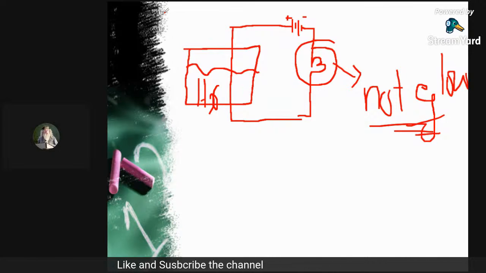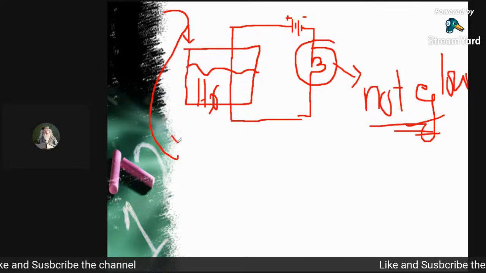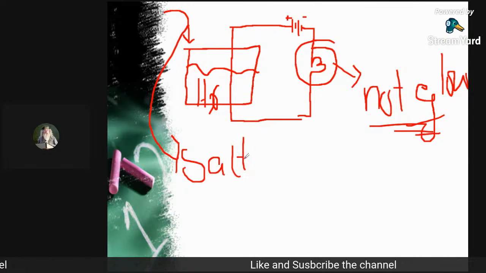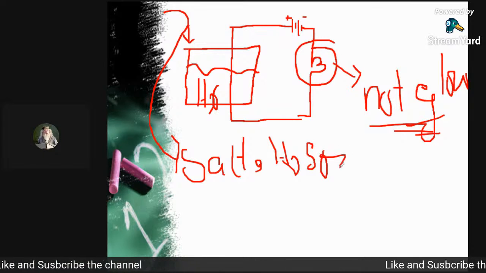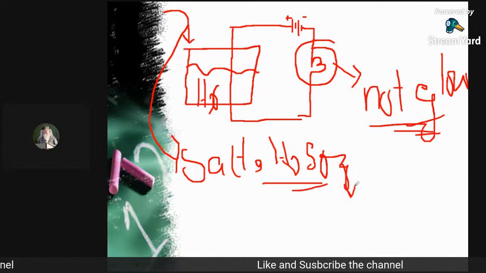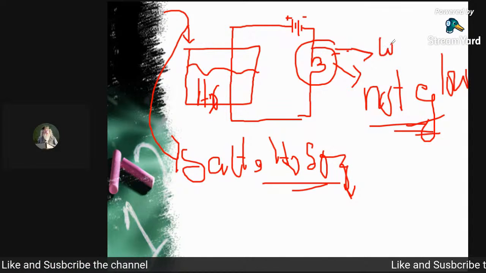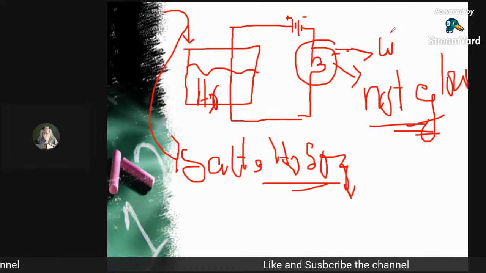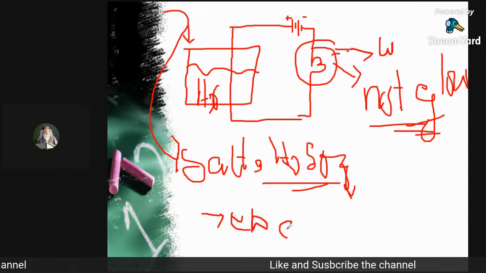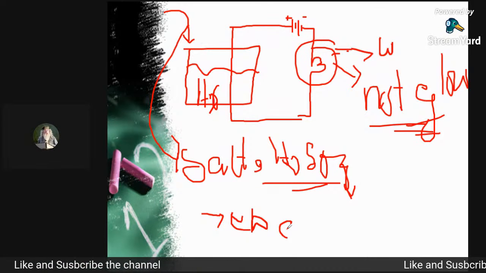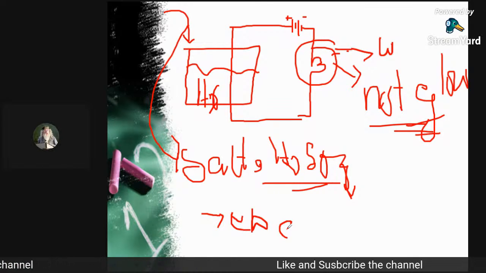But if we add here some amount of salt or H2SO4, or any other acid, then this bulb will glow. So the acid that is there is acting as an electrolyte. The role of an electrolyte is to help in the conduction of electricity. So that is what is meant by electrolyte.